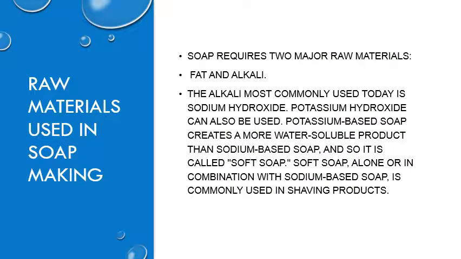Before going to the manufacturing method of the soap, we should know the raw materials used in soap making. The soap requires two major raw materials for the basic reaction, that is the saponification reaction, the reaction of making soap: the fat and alkali. The alkali most commonly used today is sodium hydroxide. Potassium hydroxide can also be used.